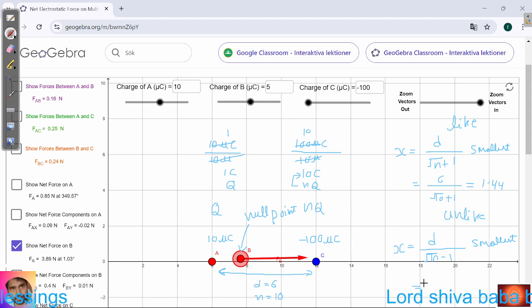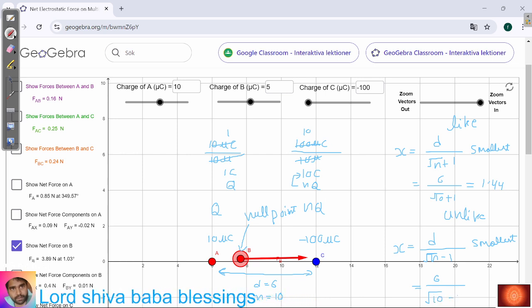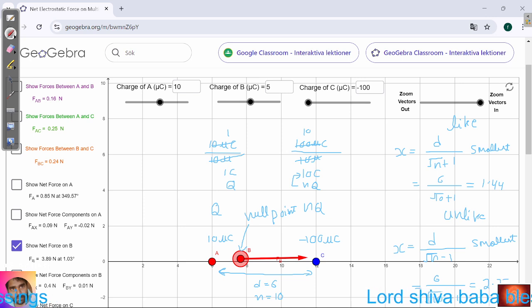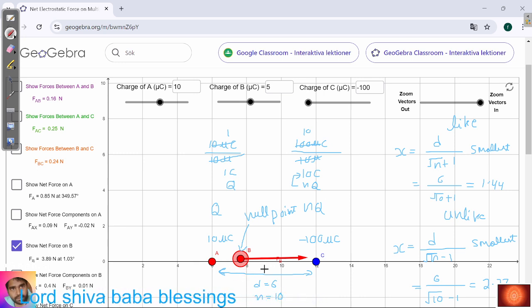So the value of d is again 6. I take minus 100 microcoulombs. So n would be 10 itself. So n is equal to 10. So square root of 10 minus 1. When you calculate this, the value turns out to be 2.77. So this indicates that at x is equal to 2.77 from the smallest charge, away from the line joining the two charges, there will be a null point.